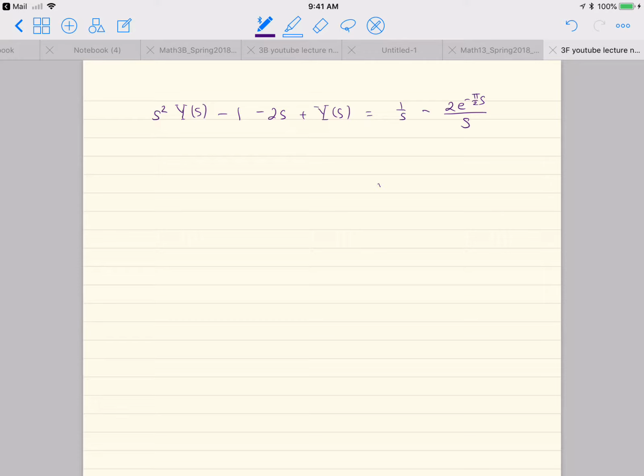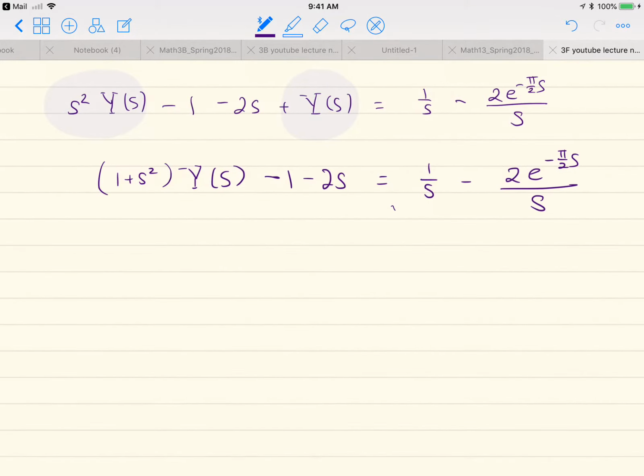So now we're going to try to get big Y of s by itself. I'm going to combine this term and this term. So I should have (1 plus s squared) times Y of s minus 1 minus 2s is equal to 1 over s minus 2 e to the minus pi over 2s over s.